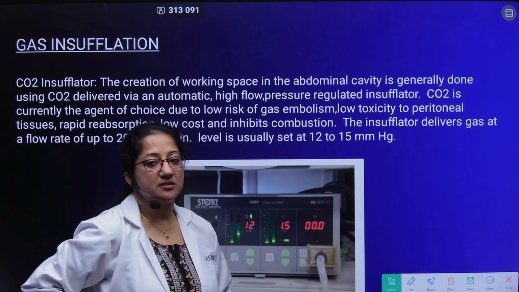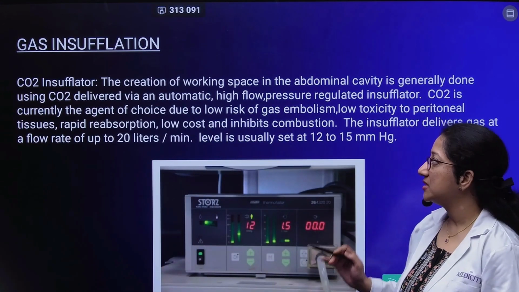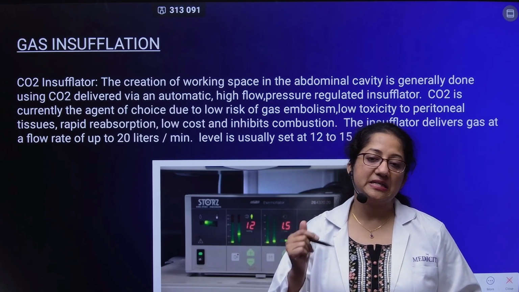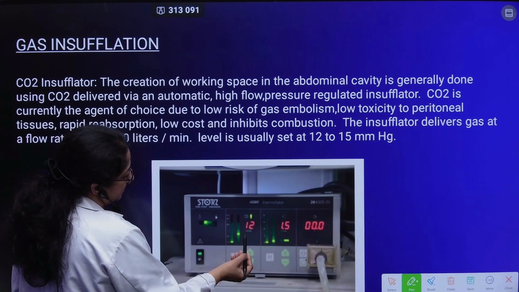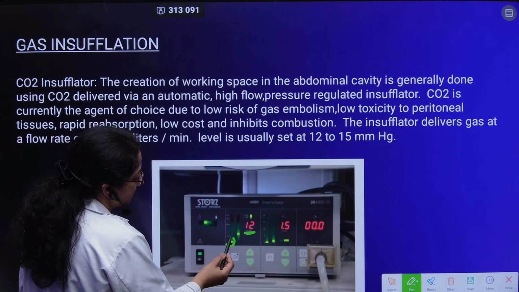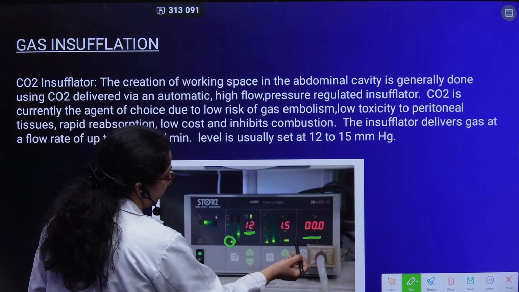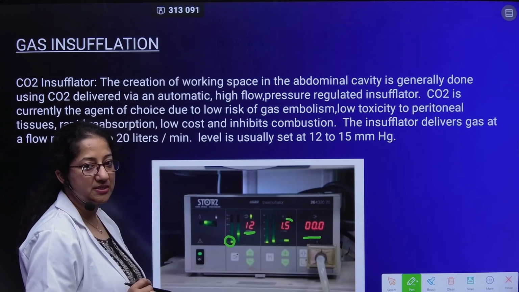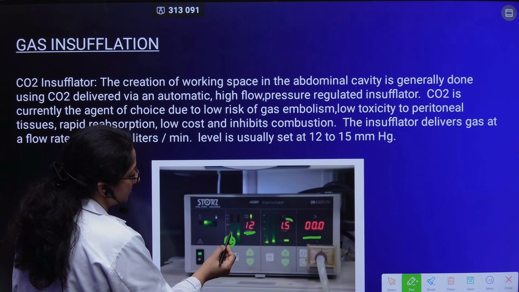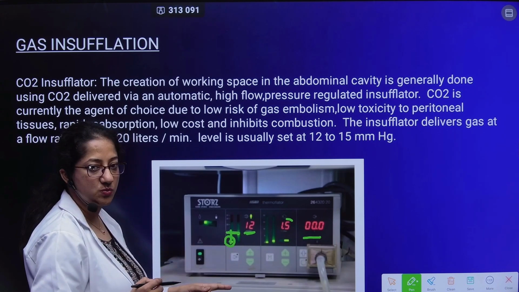So this is a gas insufflator. We use carbon dioxide most of the times. Creation of the working space in the abdominal cavity is done by insufflating carbon dioxide. This is the preset pressure, 12 millimeters of mercury, and this is the actual pressure in the patient's abdomen. This is the flow rate, this is the amount of gas which has gone inside. When we start insufflating, this mark goes up to 12. When it reaches 12, the insufflation will stop.